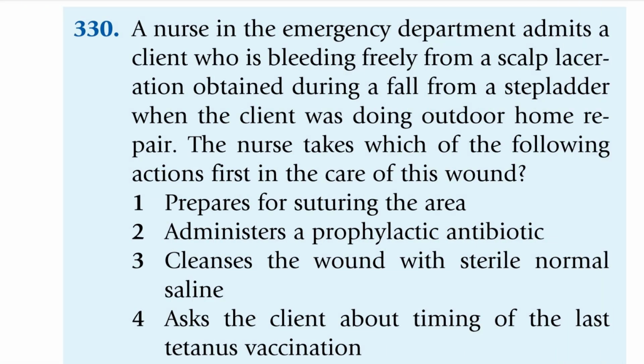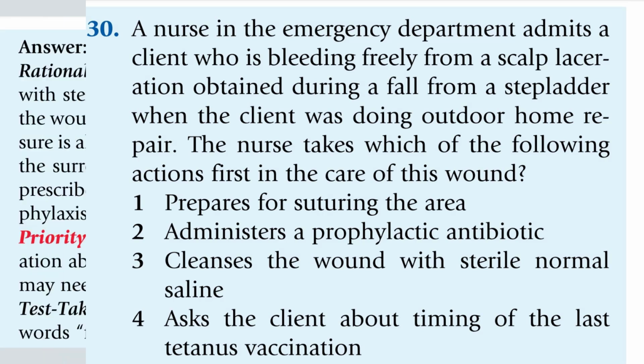330. A nurse in the emergency department admits a client who is bleeding freely from a scalp laceration obtained during a fall from a stepladder when the client was doing outdoor home repair. The nurse takes which of the following actions first in the care of this wound? 1. Prepares for suturing the area. 2. Administers a prophylactic antibiotic. 3. Cleanses the wound with sterile normal saline. 4. Asks the client about timing of the last tetanus vaccination.